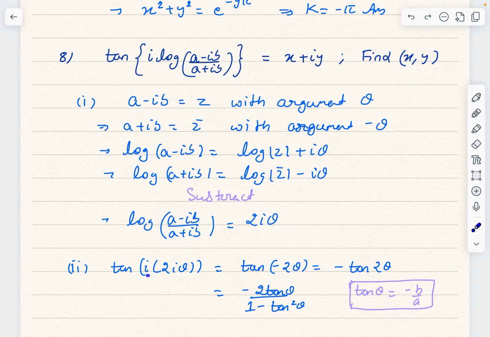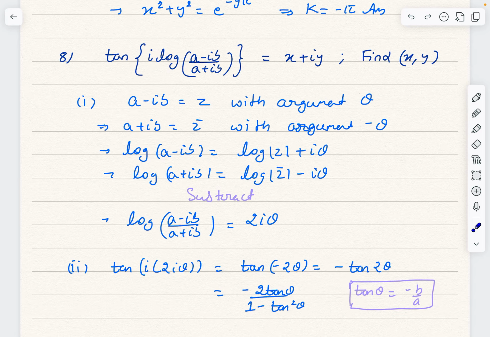So tan iota of this thing comes out to be 2 iota theta. So you get tan iota 2 iota theta. There will be tan minus 2 theta, which is minus tan 2 theta. So which will be minus 2 tan theta by 1 minus tan square theta. We don't have enough information about the signs and all, where A and B lie. This is the normal case we are taking. Tan theta is minus B over A.